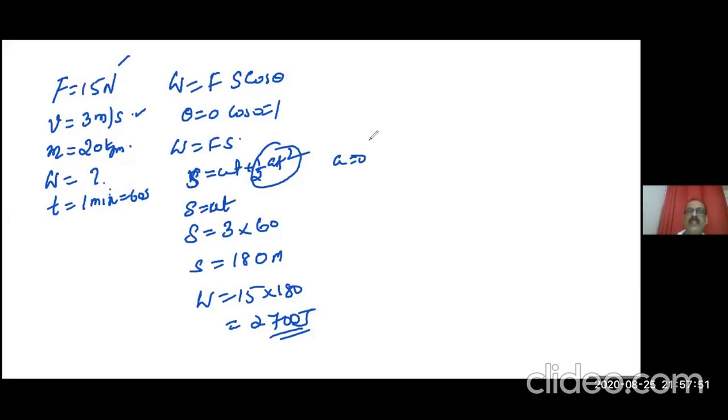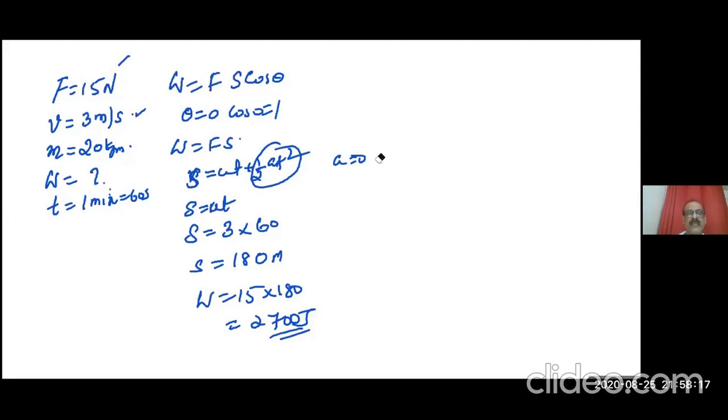Sir, how do we consider theta as 0? A force of 15 Newton is required to maintain a velocity of 3 meters per second. That means constant velocity means the object is traveling along a straight line. Otherwise its velocity will change, isn't it? Sir, can we write joules per minute? No. Power is force into velocity, work is in joules.